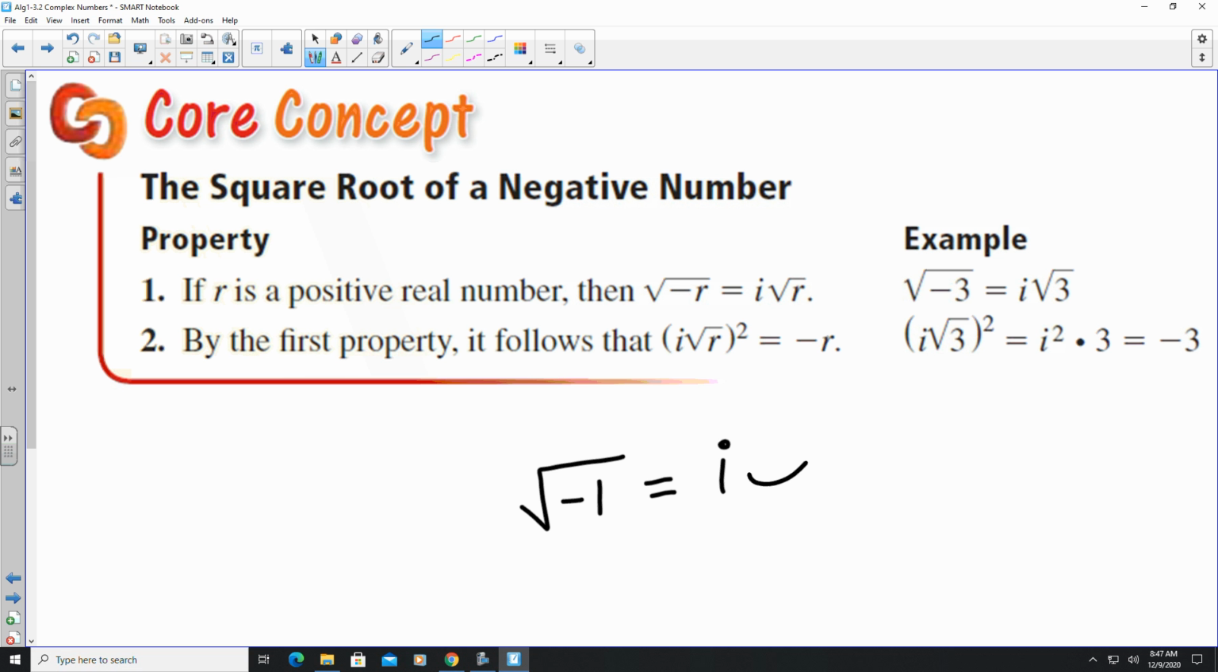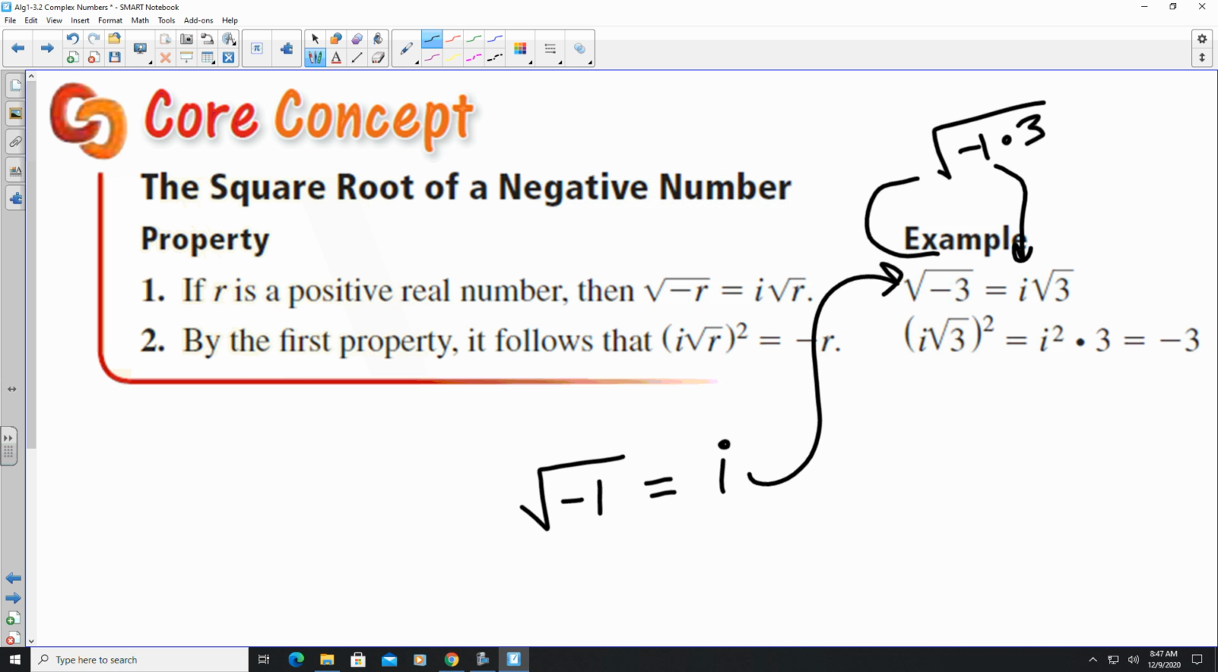So here, if you notice this example, you have the square root of negative 3. Well, this is like saying the square root of negative 1 times 3. Well, the square root of negative 1 is i, so i goes to the outside. The square root of 3 can't be simplified, so in this particular instance, it is i times the square root of 3.